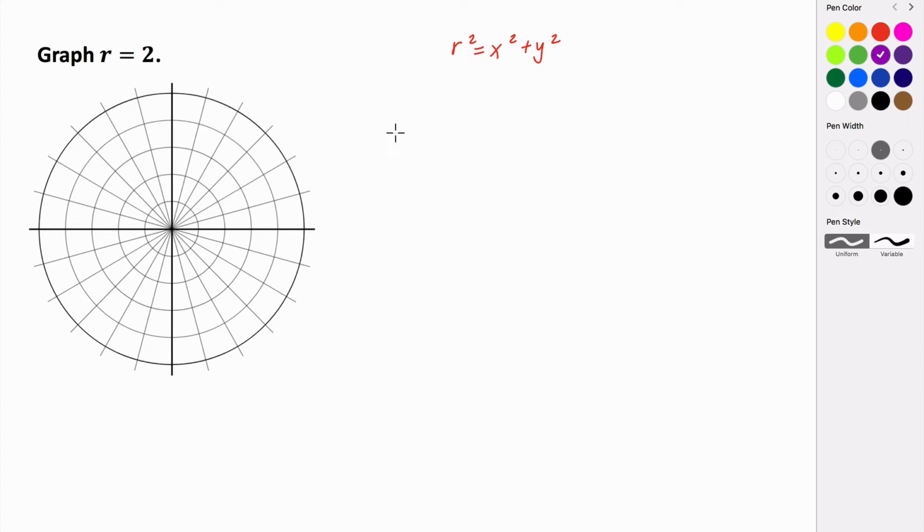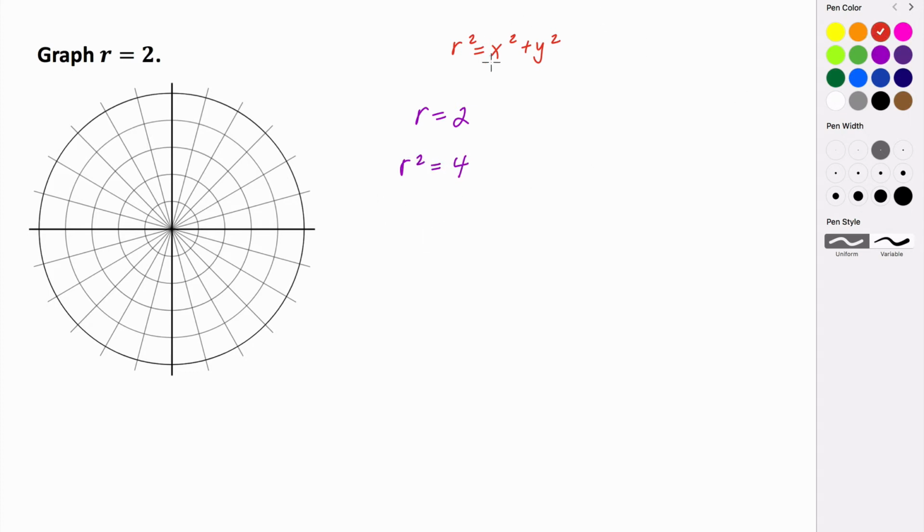So what do we have to do? So r equals 2. Well, I noticed that in this situation we have r squared and here we only have r. So we could multiply both sides by r, but that's going to give us another r on this side, which we don't really have an easy way of converting, just an r. So what can I do? I can square both sides. So let's square both sides. We end up with r squared equals 4.